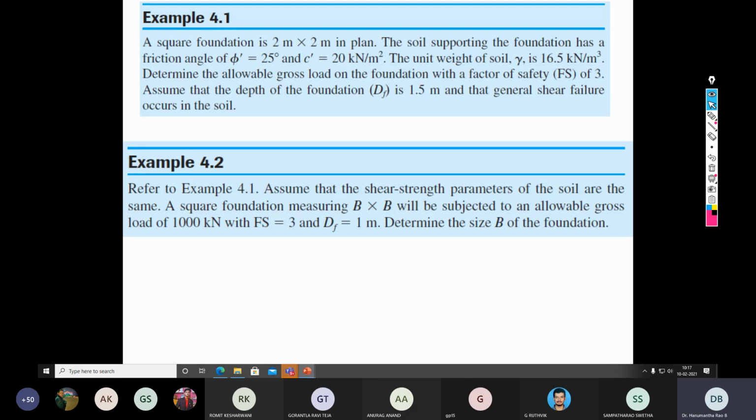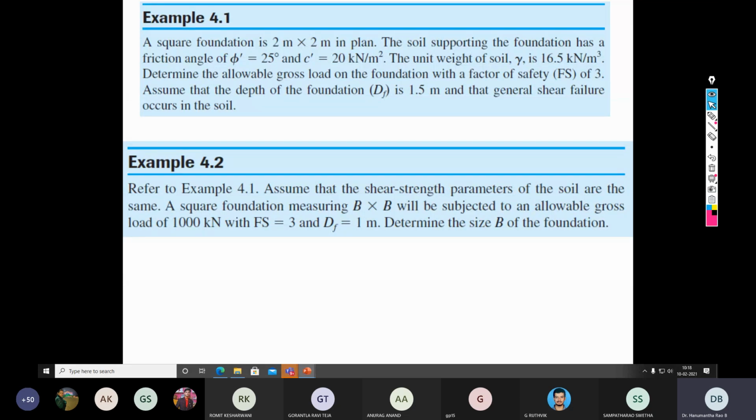Now the same thing in a reverse way. Same example, note this down, refer to Example 4.1 given above. Assume that the shear strength parameters of the soil are the same. A square foundation measuring B by B will be subjected to an allowable gross load of 1000 kilonewton with a factor of safety of 3 and Df of 1 meter. Determine the size B of the foundation.